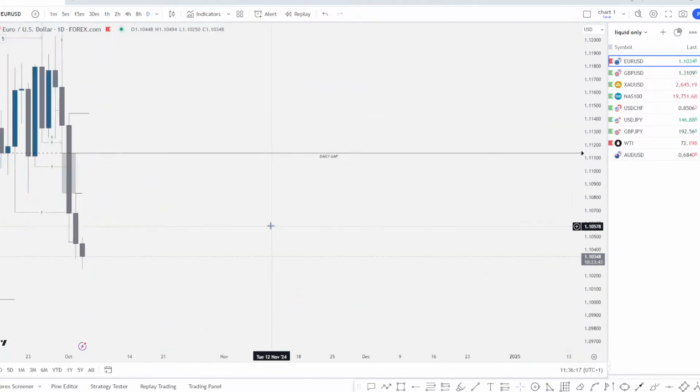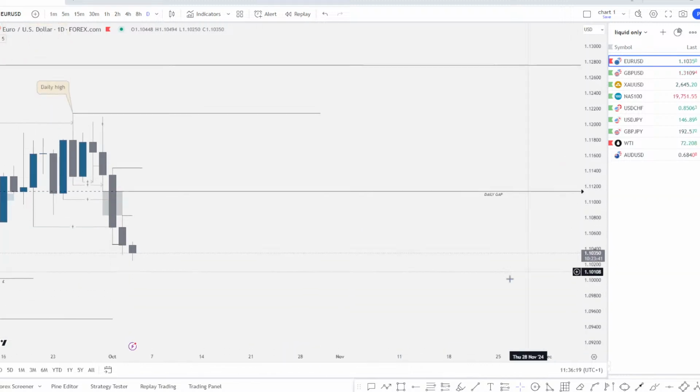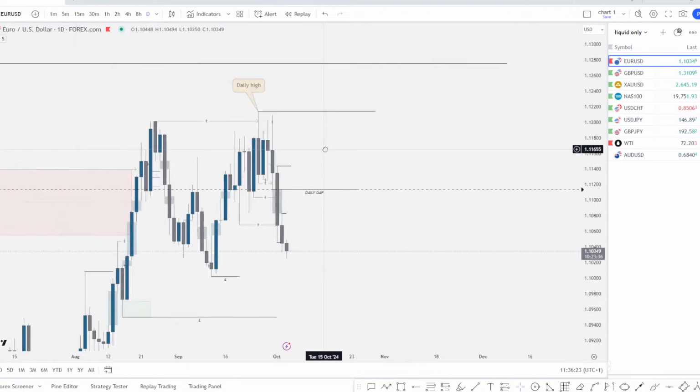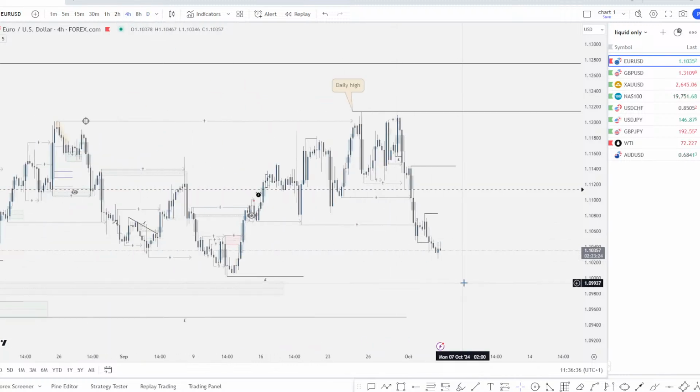So starting off here, you can see we had the daily gaps from yesterday. Those gaps stayed open. You know what that means? Our bias is shifting. Bias shifts into the potential for longer term bearish order flow. This is on Euro.